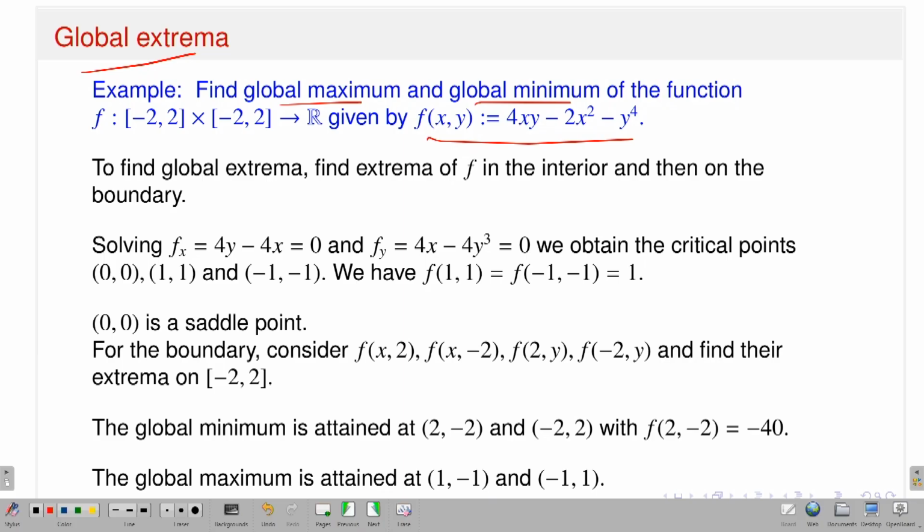Now look at this function, these are polynomial functions, right? Very nice functions, it is differentiable. In fact, first order partial derivatives exist, second order partial derivatives exist, they are continuous. It's a very nice function. But I want that function to be defined where? On minus 2 comma 2 cross minus 2 comma 2. So that means I want the existence of global maxima and global minima in this region.